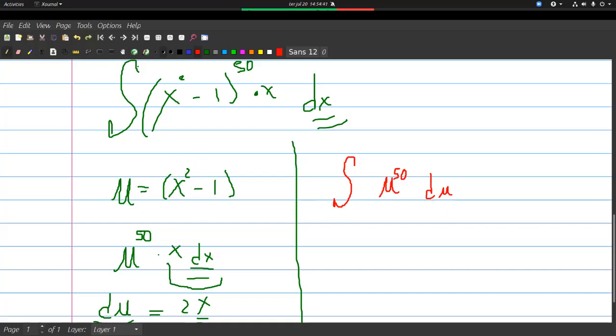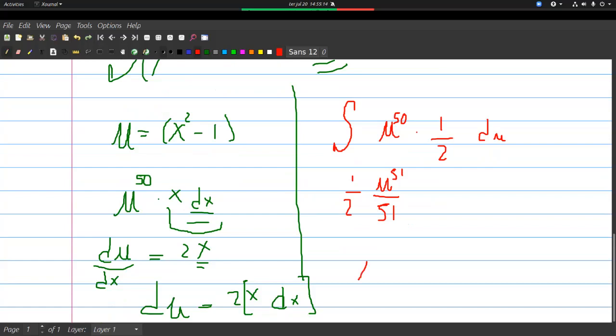So what we actually do is multiply by 1/2 du, and ta-da, here we have it. We won't be integrating this 1/2 because it's multiplying, so we just leave it there for a moment, and then we do u to the 50th. We integrate, so it's u to the 51 over 51, and then what we have is u to the 51 over 51 times 2.